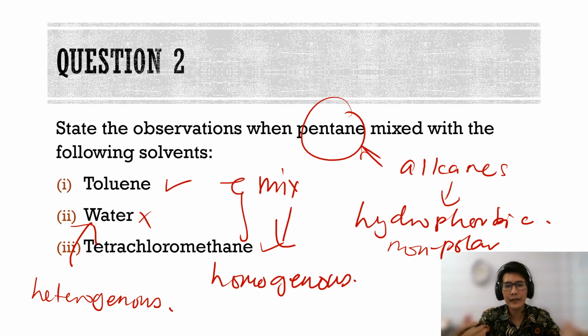In fact, the alkanes themselves can be a good solvent, but it must be a liquid alkane. For example, pentane itself. Pentane is a type of liquid alkane, so it can be a good non-polar solvent. Alright, so how do we write it in sentence form?